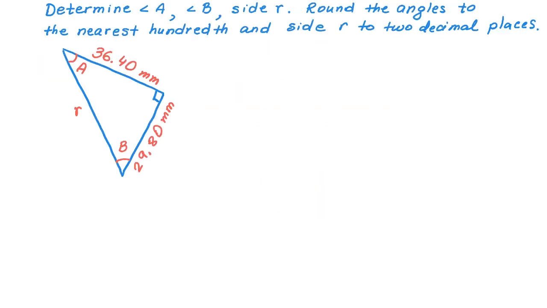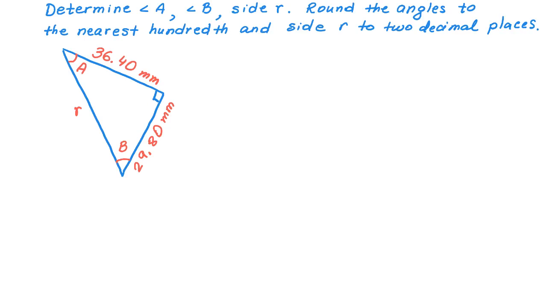In this triangle, we are given two sides. One side is 36.40 and the other one is 29.80. They are both given in millimeters. And we have to find angle A, angle B, and side R. So, in other words, we have to find all the missing dimensions. Also, we have to round the angles to the nearest hundredths and the side R to 2 decimal places.